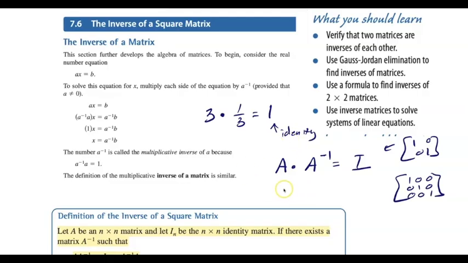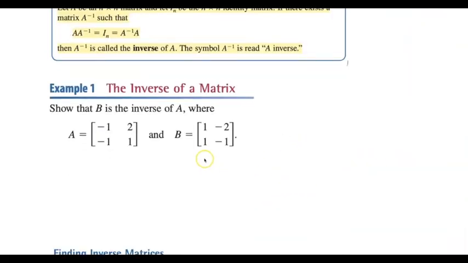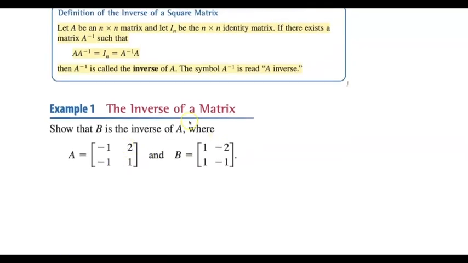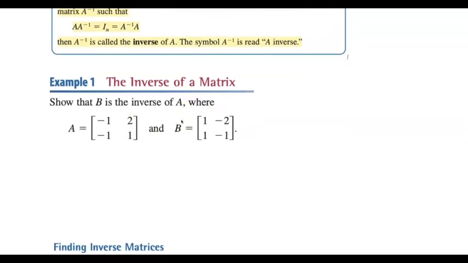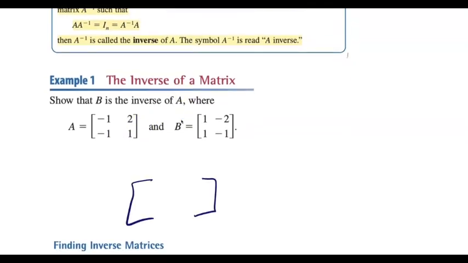Two matrices are inverse to each other if, when you multiply them, you get what we call the identity matrix. First, let's show that B is the inverse of A. When we multiply them, we should get the identity matrix. Remember the way we multiply? The shortcut, I think the easiest way to multiply, is to put the second one toward the top.